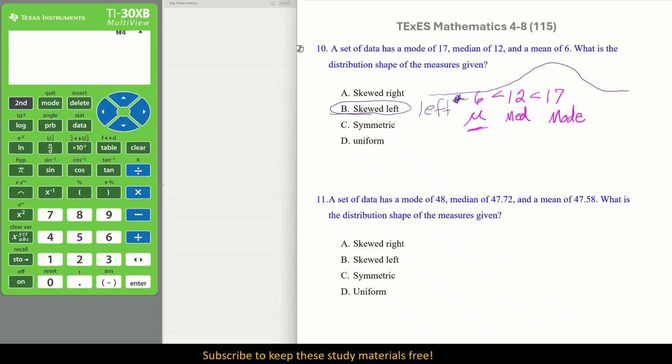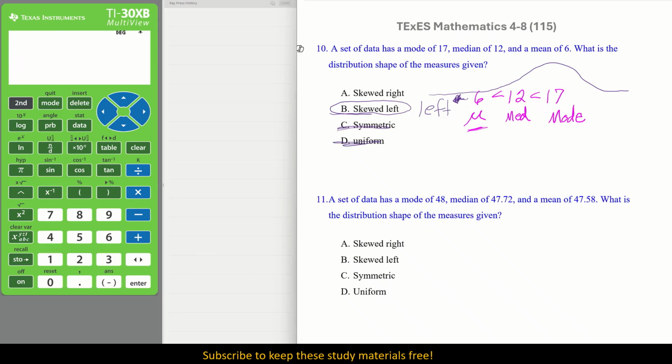And obviously, it isn't going to be symmetric, or the values on the left and right at the very ends, the max and mins, would be about the same. So that's not going to work. And if it's symmetric, if it's uniform, then all these values would be about the same. So obviously that doesn't apply. Okay, so it is to the left.